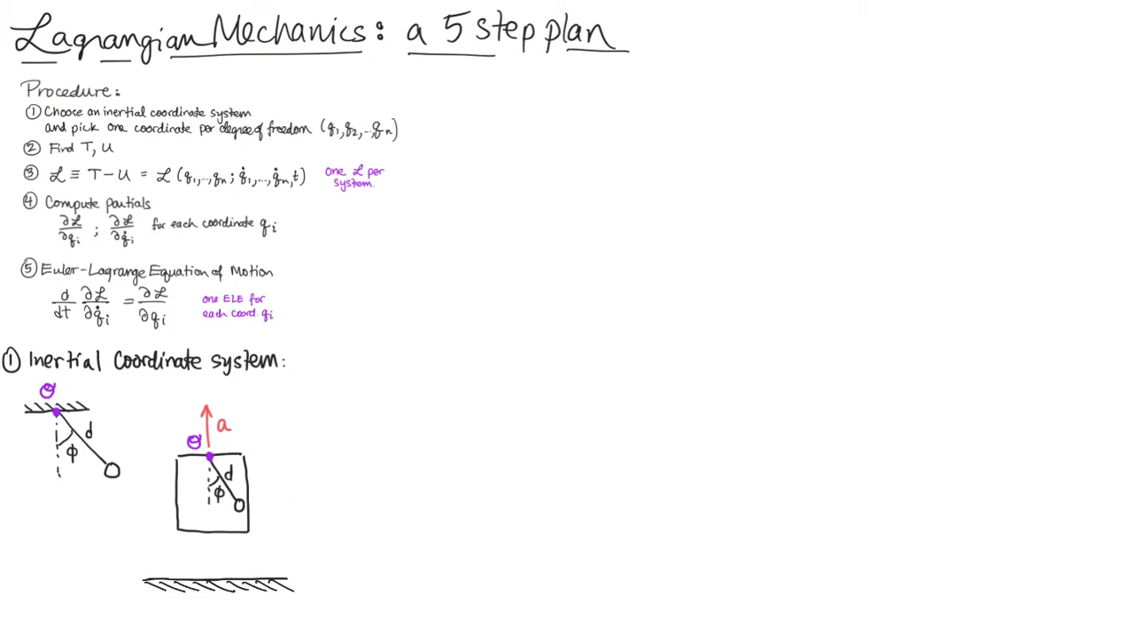We can't put our origin there, but we could put our origin down here, maybe directly below that point of attachment, but on the ground. That is an inertial coordinate system, an inertial origin. Then we could write the y-coordinate of our bob and the x-coordinate of our bob in that coordinate system.